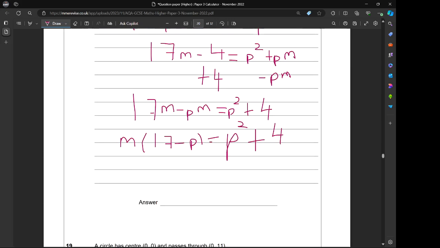Okay, so I'm now going to divide both sides of my equation or formula by 17 minus p. So m is equal to p squared plus 4 all over 17 minus p. And that is rearranging a formula where the subject appears twice. Does that make sense, guys? Are there any questions?